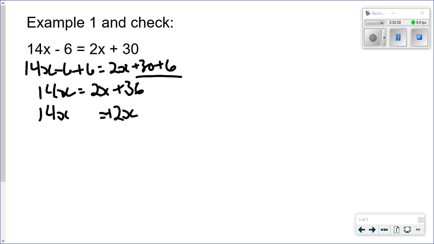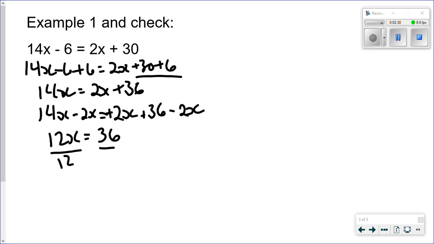Now I got to move my 2x. There's no sign in front of it, so we can assume it's a plus 2x, which means the opposite is subtracting 2x. 2x minus 2x means they cancel out, and we're left with the 30. Divide both sides by 12. And there you have it.